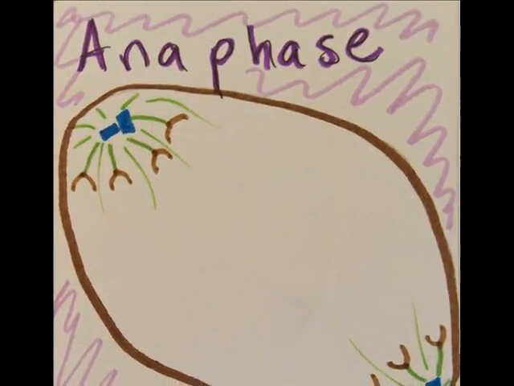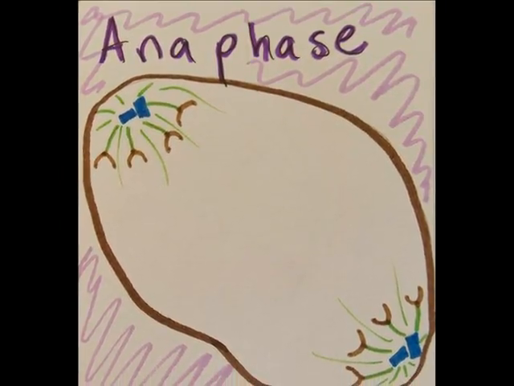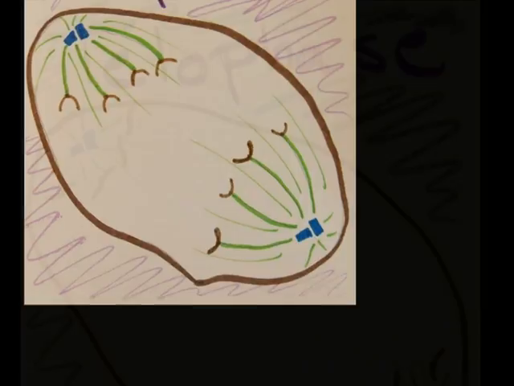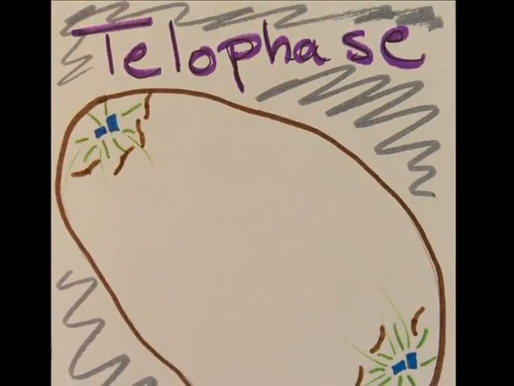Charles is almost done separating himself into 2 parts. He'll soon have a split personality. His next step before that can occur, though, is telophase.